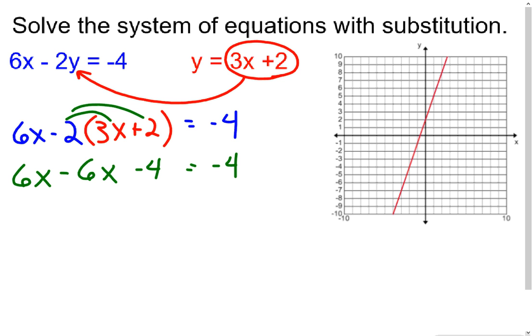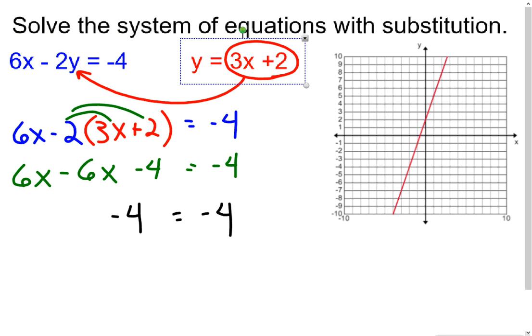I'm going to simplify the left side of this equation, and that's going to turn out to be, well, 6x minus 6x is 0, so I have negative 4 on the left. The right side is negative 4. Now notice, my x's are all gone, and it now just says negative 4 equals negative 4. Well, what does this mean? Well, this tells us that these two equations are actually the same equation. In other words, they're the same line.